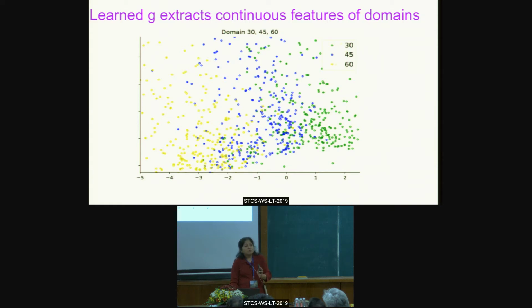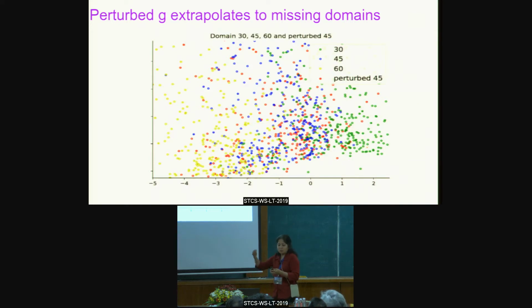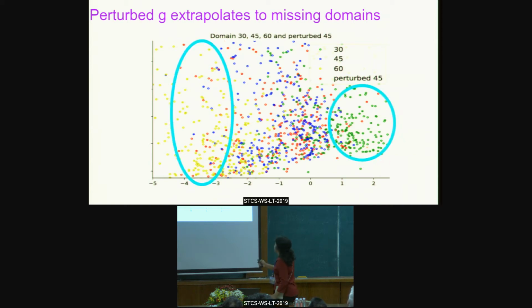But what is the importance of the perturbation? That is what I am most excited about. How are we able to generalize? And in fact, this is what you will observe. In these slides you see the 30, 45, and 60, and the red points are the 45-degree rotated examples perturbed by their domain loss.